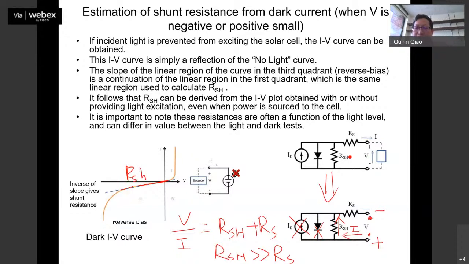If you analyze this equivalent circuit, since the voltage is close to 0, the diode is gone, right? And then also the photocurrent is gone because under dark there's no photocurrent. So these two are gone. What you see here is basically this one. So if you have V here, this is in series connection, RSH plus RS. V divided by I equals RSH plus RS. Since RSH is so much bigger than RS, V divided by I will be equal to this. See that? That's how you get the RSH from the small V.